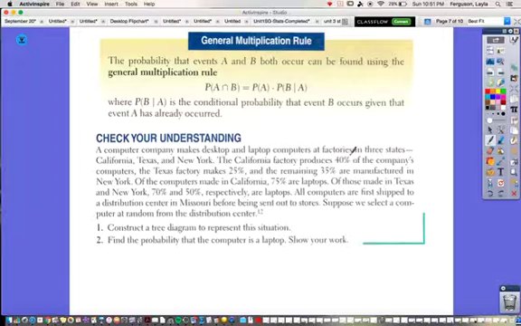The general multiplication rule. So the probability that events A and B both occur can be found using the multiplication rule, the general multiplication rule, which says basically what we just did in the last problem. So the probability of A and B is equal to the probability of A times the probability of B given A, where the probability of B given A is the conditional probability that event B occurs given that event A has already occurred.